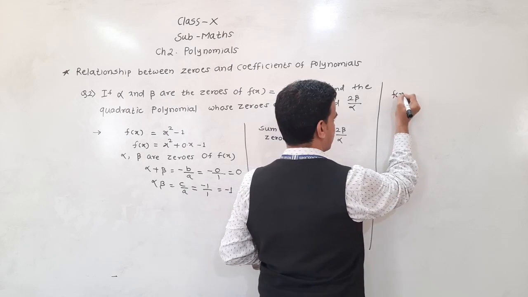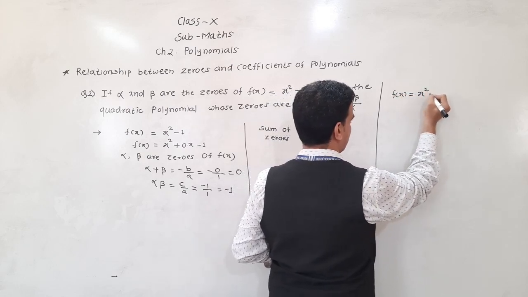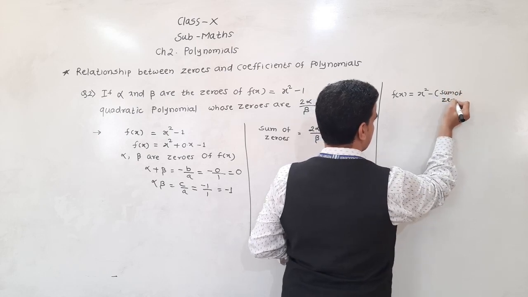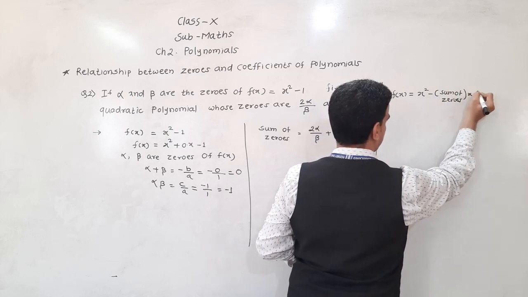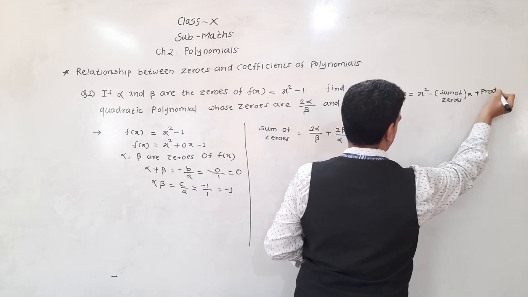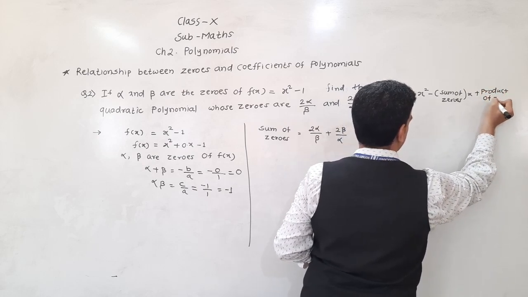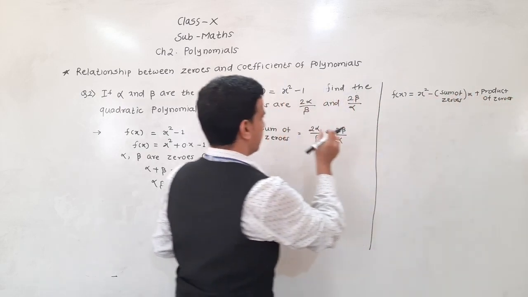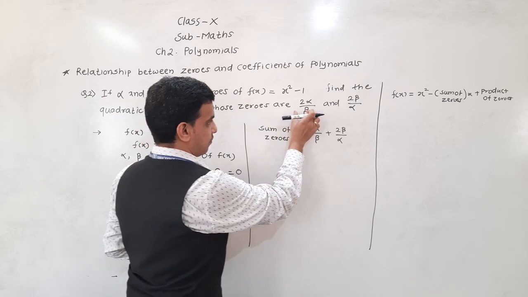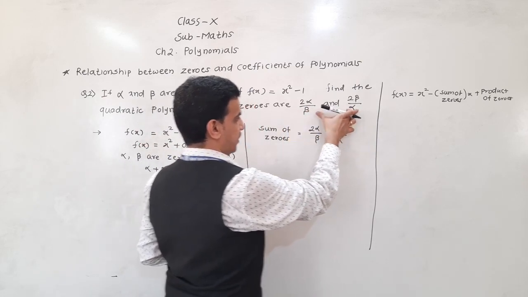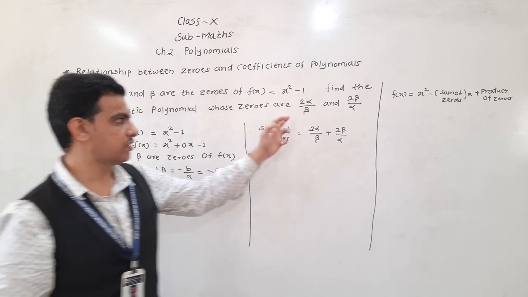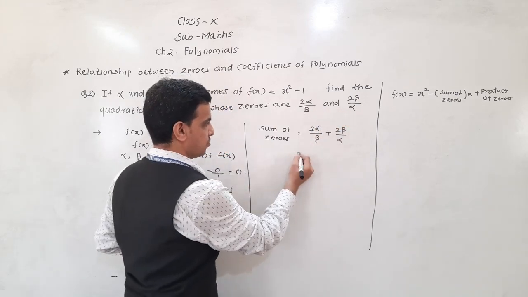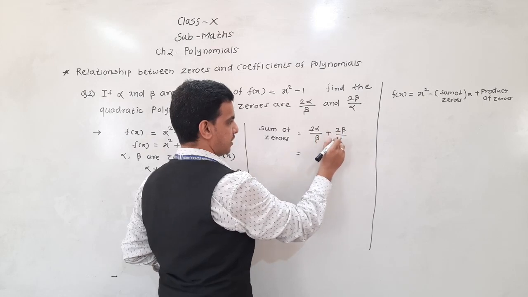We have the standard form of a quadratic polynomial, that is f of x is equal to x square minus sum of zeros into x plus product of zeros. So we have to find the sum and product, and the zeros are given: 2 alpha by beta and 2 beta by alpha. So first we have to find the sum of these zeros. So the sum of zeros is 2 alpha by beta plus 2 beta by alpha.